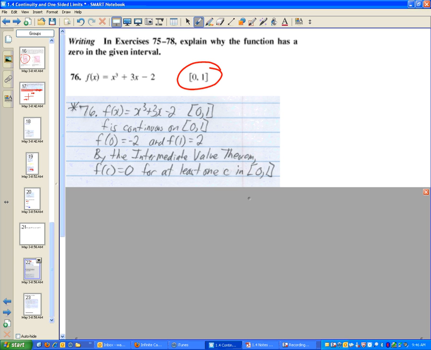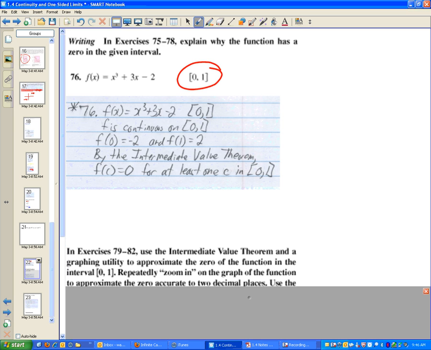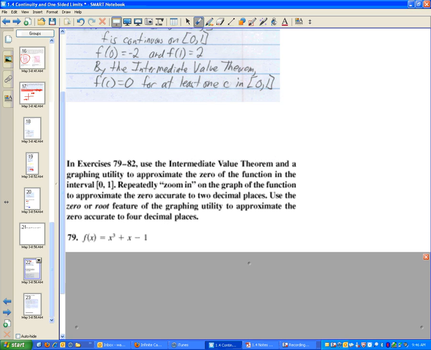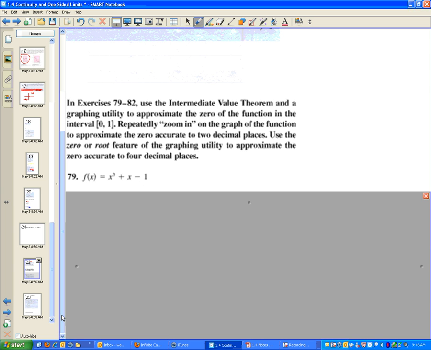Okay? Let's do 79. Use the intermediate value theorem in a graphing utility to approximate the 0 of the function in the interval from 0 to 1. Repeatedly zoom in on the graph of the function to approximate the 0 accurate to 2 decimal places. Use the 0 or root feature of the graphing utility to approximate the 0 accurate to 4 decimal places.